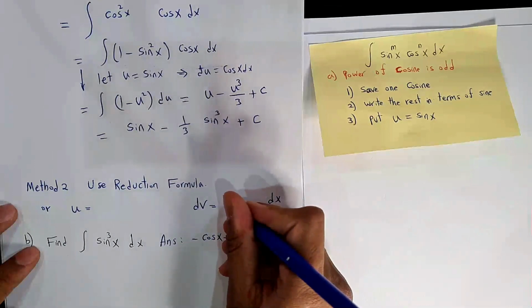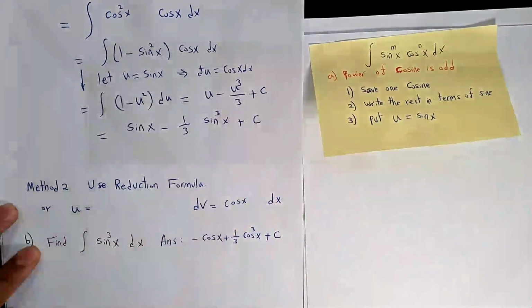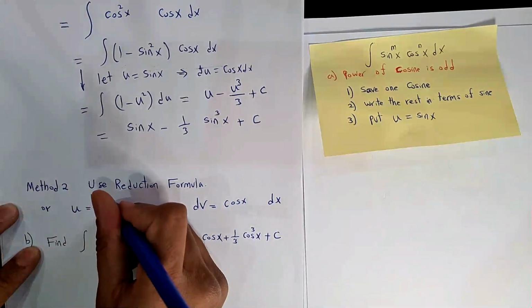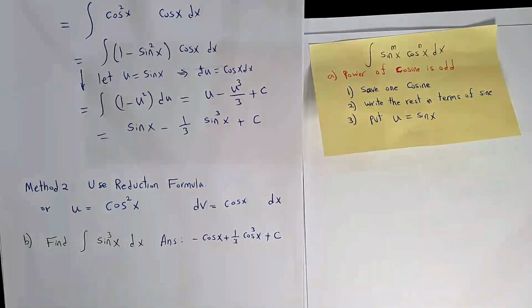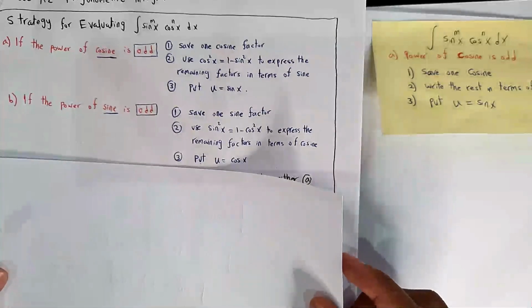You need to take dv to be cosine x, and whatever you have, leave it with the u. I mean, u will be cosine square x. If you do it, you will get the same answer. Now let us go to part B.